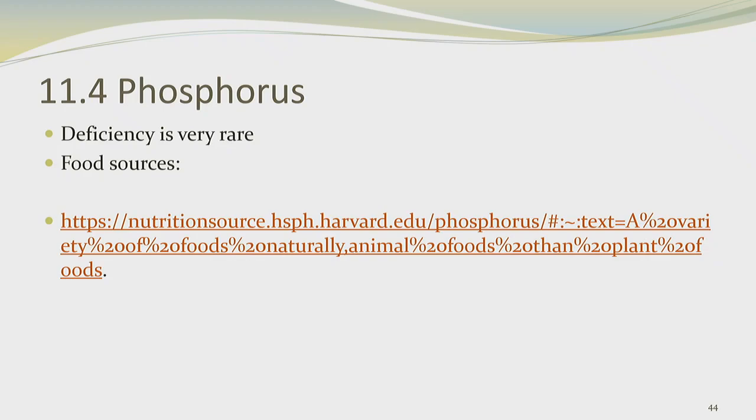Okay, so what did we learn about phosphorus? Maybe we start off with some important food sources. Yes, go ahead. Okay, so seafood, red meat, poultry, any others? Any plant sources? Yes. Okay.